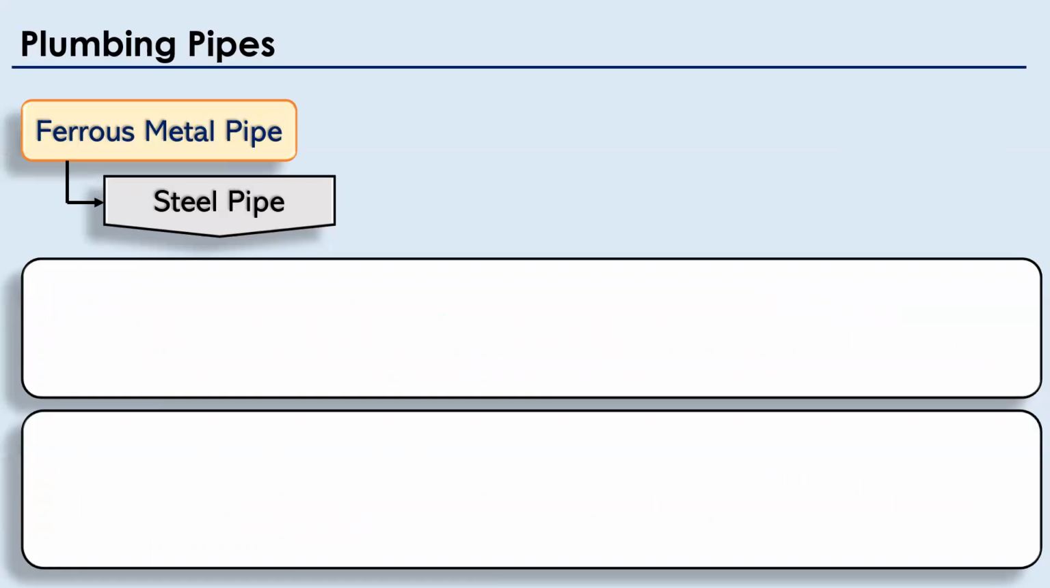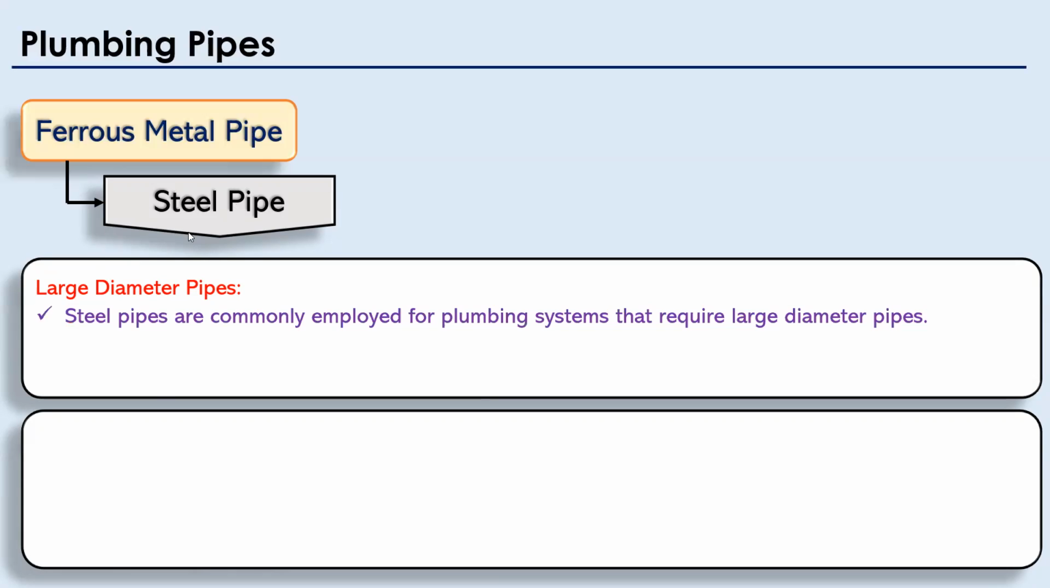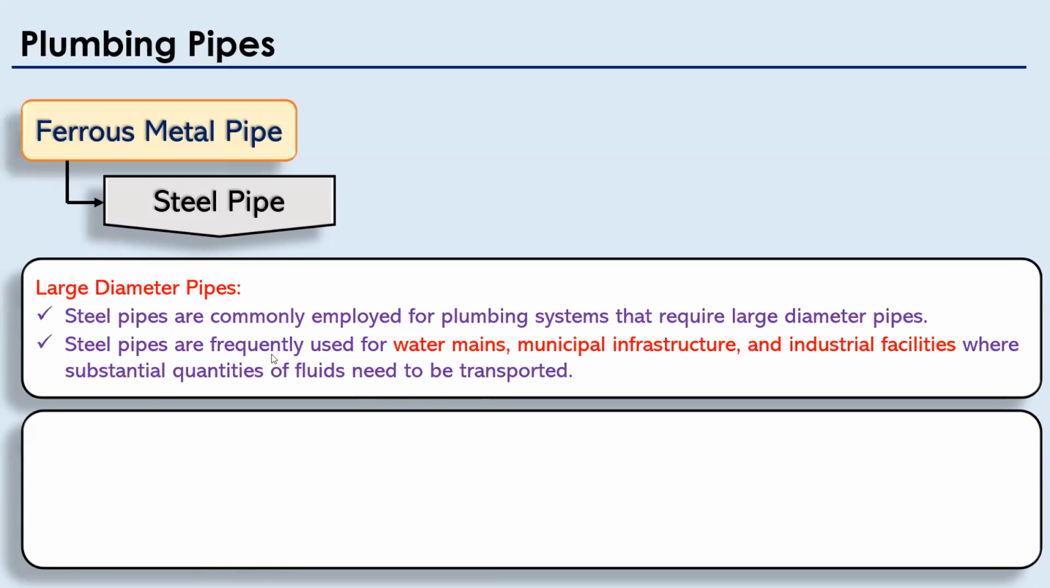Next, we have steel pipes. There are two major applications where steel pipes are most in demand. First one is large diameter pipes. Wherever large diameter pipes are required, we generally go with steel pipe. Steel pipes are commonly employed for plumbing systems that require large diameter pipes, frequently used for water mains, which is the main water line, municipal infrastructure, and industrial facilities where large diameter pipes are required and higher quantities of fluids need to be transported.